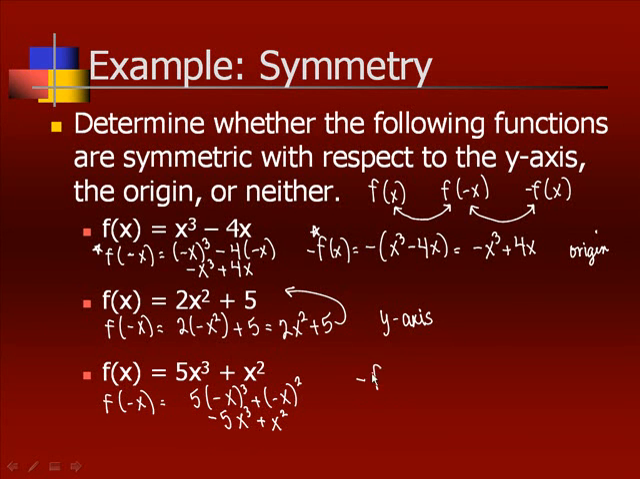No. Let's look at this. Let's look at negative f of x. That means negative of the entire function, which is going to make it negative 5x to the third minus x squared. That's not the same as the first one or the second one. So in this case, we have neither.